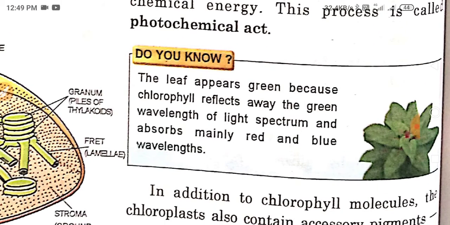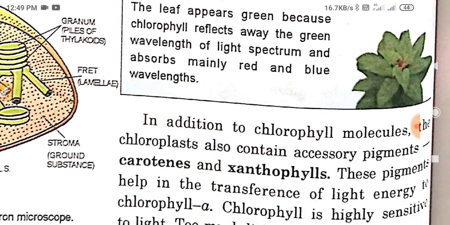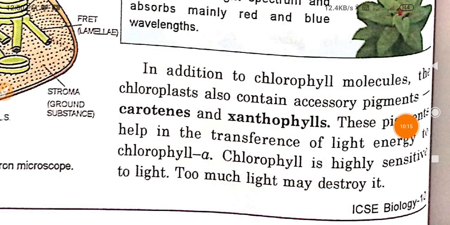Do you know the leaf appears green because chlorophyll reflects away the green wavelength of the light spectrum and absorbs mainly red and blue wavelengths. That's why the color of the leaf which we see appears green. In addition to chlorophyll molecules, the chloroplast also contains accessory pigments, carotenes and xanthophylls. These pigments help in transference of light energy to chlorophyll A. Chlorophyll is highly sensitive to light. Too much light may destroy it.